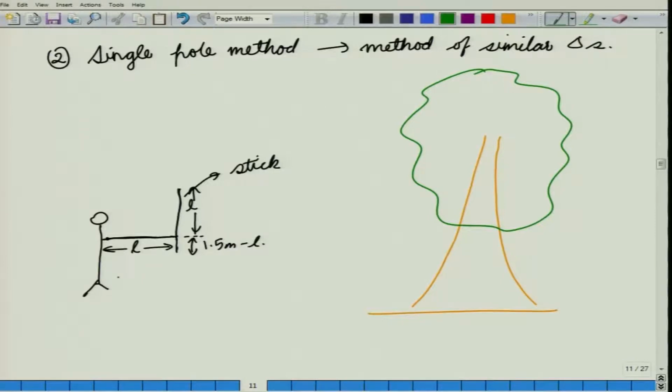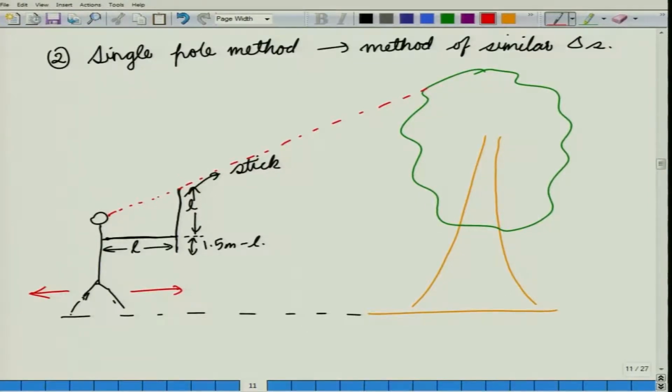So, what does he do now? Suppose he is standing at the same level. Now, our observer will either go towards the tree or will go away from the tree to ensure that from his eye the top of the stick and the top of the tree come in the same line.